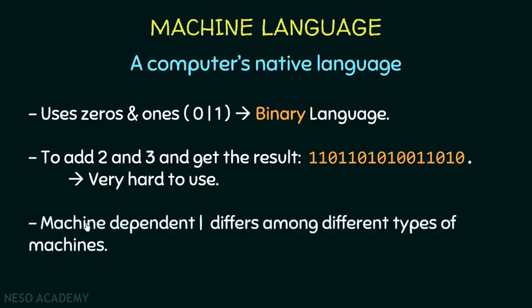Moreover, machine language is machine dependent. So it differs among different types of machines. This code over here might work on a certain machine and it might not work on another machine. So this is what we mean by machine dependent.